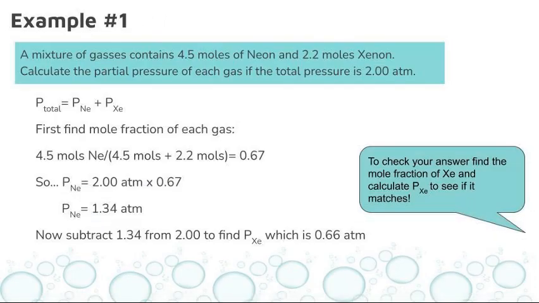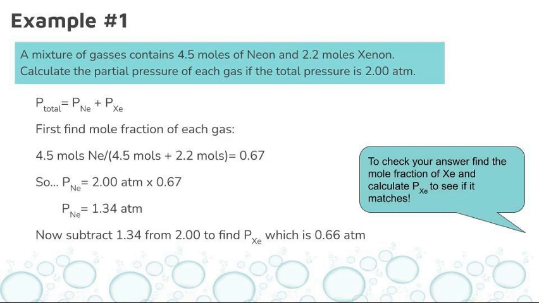Now on to some examples. Example number 1. A mixture of gases contains 4.5 moles of neon, 2.2 moles of xenon. Calculate the partial pressure of each gas if the total pressure is 2 atm. To solve this, we can use Dalton's law of partial pressures, which states that the total pressure is equal to the sum of the pressure of each gas.